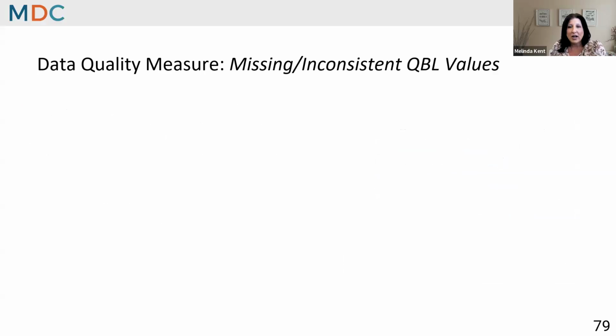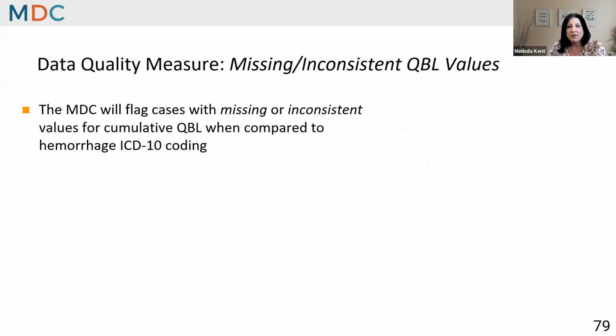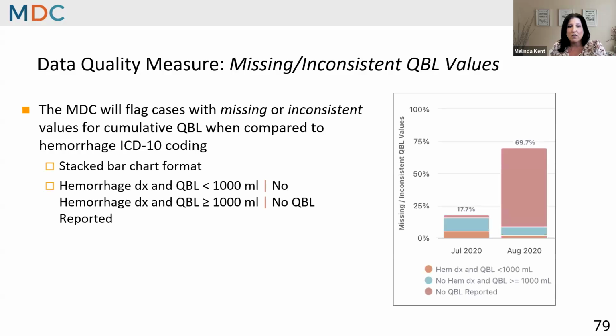So now we can look at our missing or inconsistent QBL values once that data is uploaded. The MDC will flag cases with missing or inconsistent values for cumulative QBL when compared to hemorrhage ICD-10 code. In a stacked bar chart form, you'll see hemorrhage diagnosis and QBL less than 1,000, no hemorrhage diagnosis with a QBL greater or equal to 1,000, and no QBL reported. This is another really good view to look at your data with.